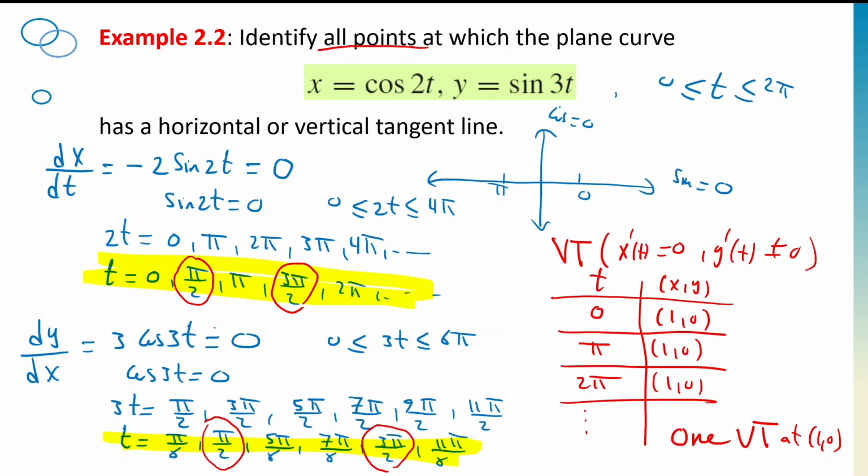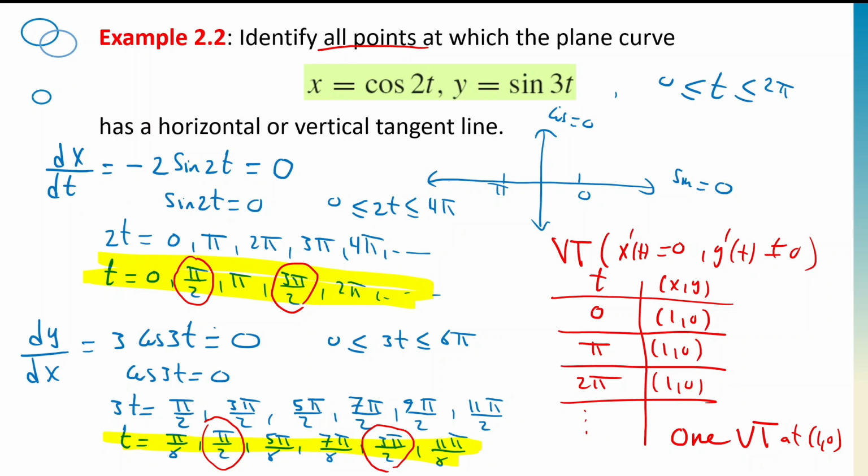I'll do the same for cosine. Anything in common in between, I'll exclude them. No need to include them, because this will give the case of 0 over 0. For a vertical tangent, I'll take x prime equals 0 and y prime does not equal 0. So no need to take the ones in common. And then you create your table.